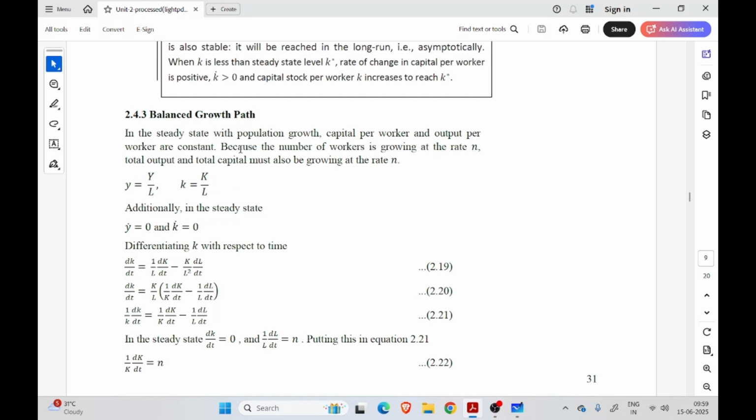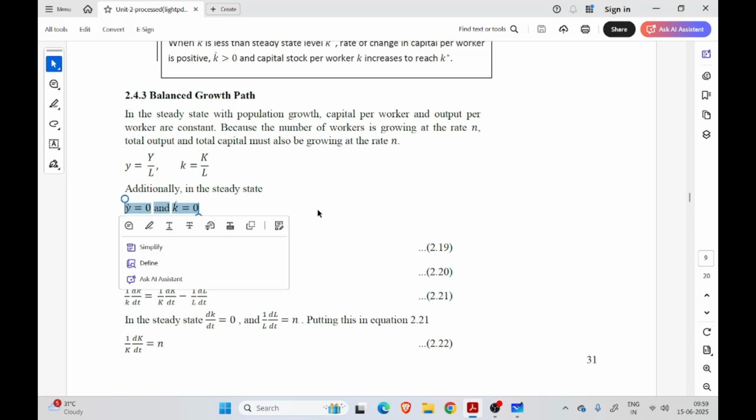Now, in steady state with population growth, capital per worker and output per worker are constant. Because the number of workers is growing at the rate n, total output and total capital must also be growing at the rate n. Since capital per worker and output per worker are constant, suppose we have 10 workers and that increases to 12 workers, then our total output and total capital must also grow, right? Otherwise per worker capital and consumption will reduce. So therefore we have y dot equal to 0 and k dot equal to 0 in steady state. This part we already covered.